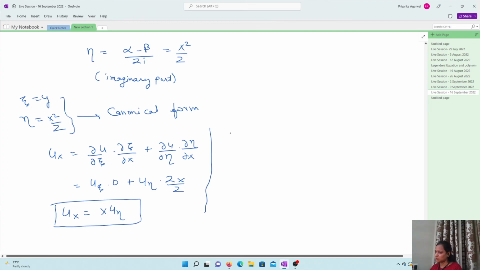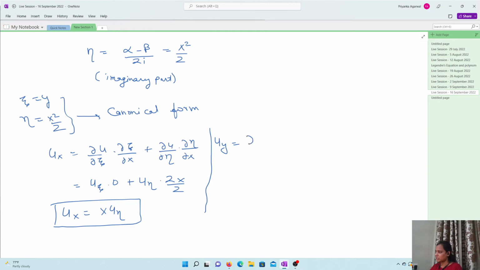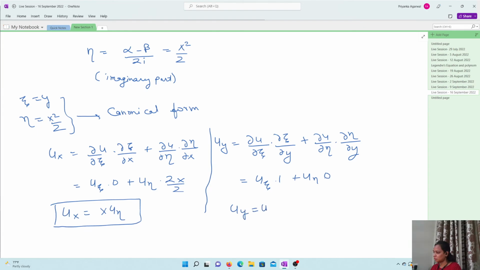Similarly, we can do it for uy. So that will be del u over del xi into del xi over del y plus del u over del neta into del neta over del y. So this is u xi into 1 plus u neta into 0. So uy becomes u xi.